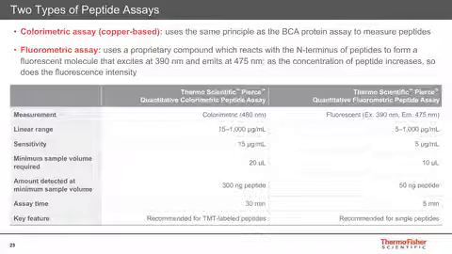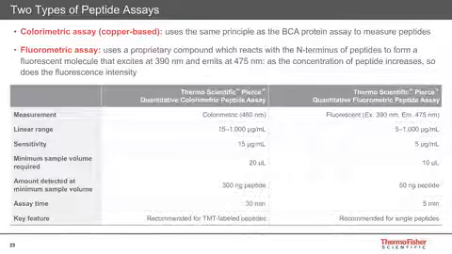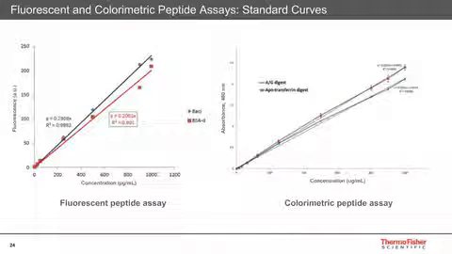The sample volume is 20 microliters for the colorimetric assay versus 10 microliters for the fluorometric assay. The assay time is 30 minutes for the colorimetric assay versus 5 minutes for the fluorometric assay. One key feature of the colorimetric assay is that it can be used for TMT labeled peptides. We cannot use the fluorometric assay for TMT labeled peptides because it is based on the reaction for N-terminus.